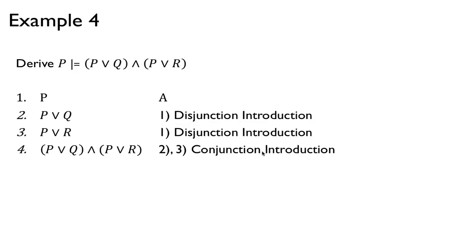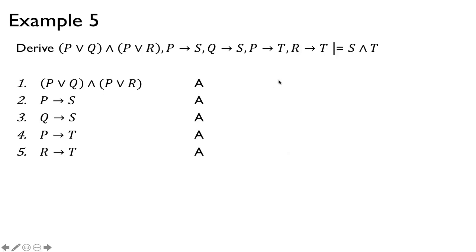Okay, that's not too bad. Okay, here's another one. This one is a little bit trickier. It has a lot of things here to work with. P or Q and P or R. P implies S, Q implies S, P implies T, R implies T. But if you look at this carefully, you notice that these chain and you can put them together in a nice way. You want to show that all these entail S and T.